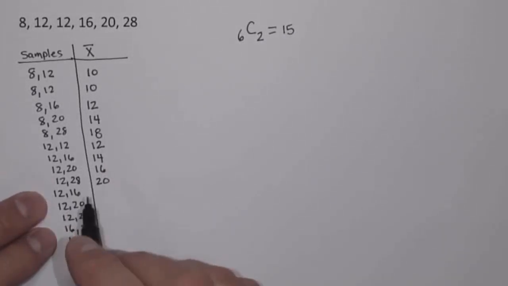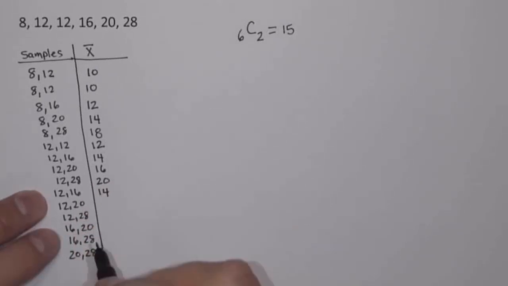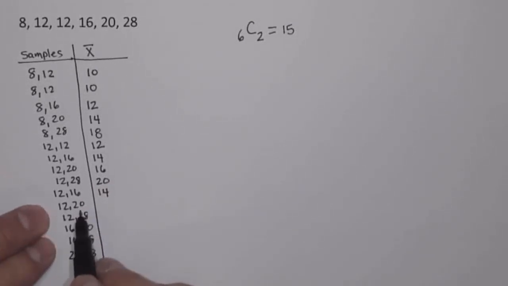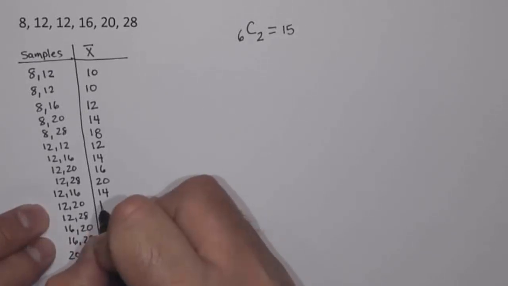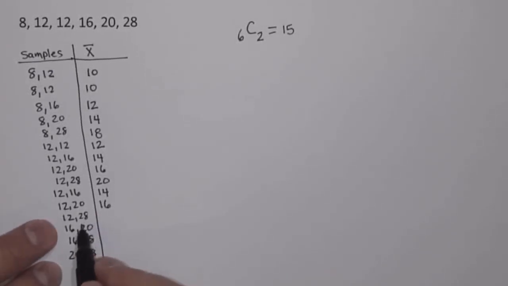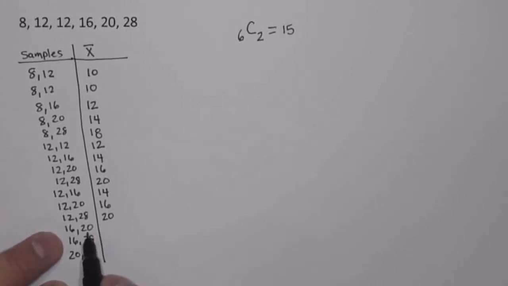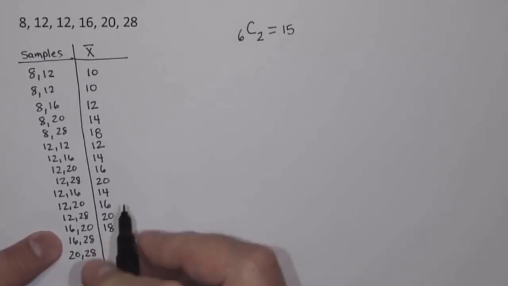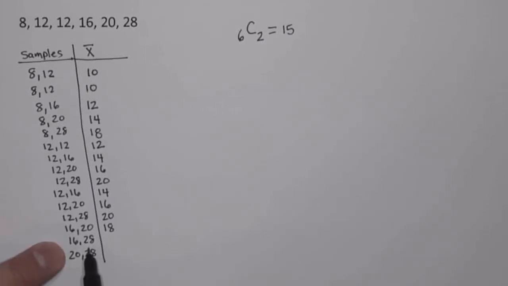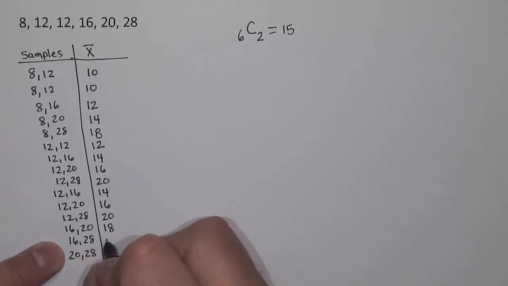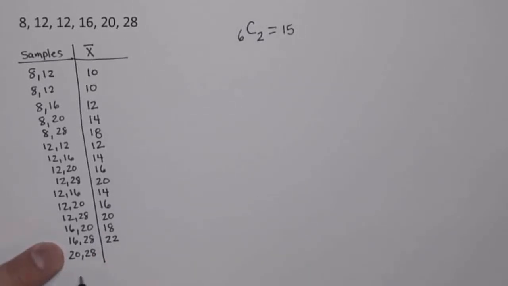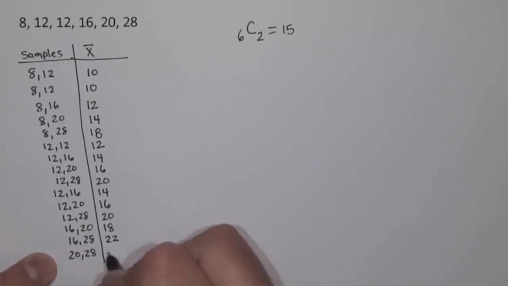12 plus 16 is 28, and 28 divided by 2 is 14. 12 plus 20 is 32, and 32 divided by 2 is 16. 12 plus 28 is 40. 40 divided by 2 is 20. 16 plus 20 is 36, and 36 divided by 2 is 18. 16 plus 28 is 44, and 44 divided by 2 is 22. And last but not least, 20 plus 28 is 48, and 48 divided by 2 is 24.